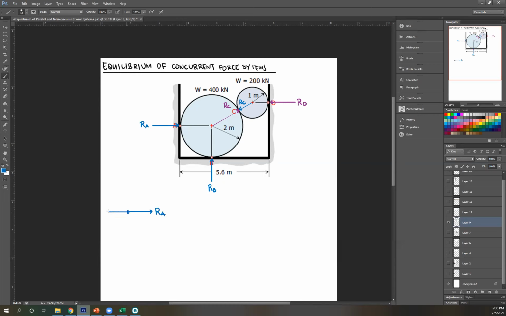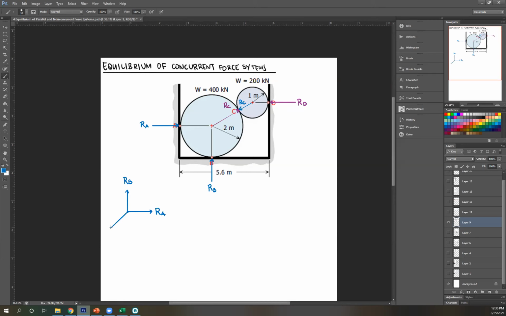Okay. Once again, if you want, you can draw it this way. It's the same thing. This is just my preference. Next, I have a RB, so upward. So I'm going to draw it that way. And then my RC is towards the point downwards to the left. So that is what I'm going to draw. Downwards to the left. Okay?